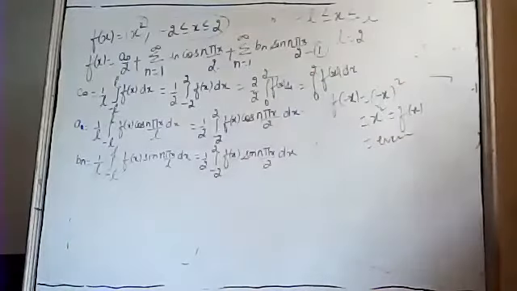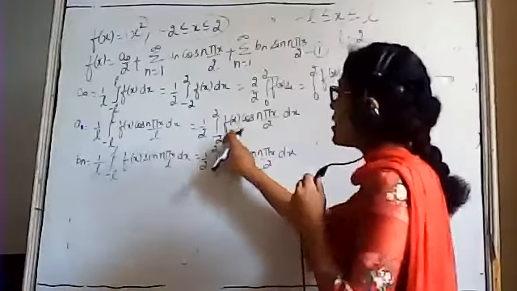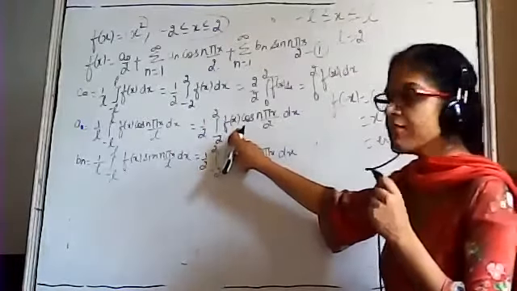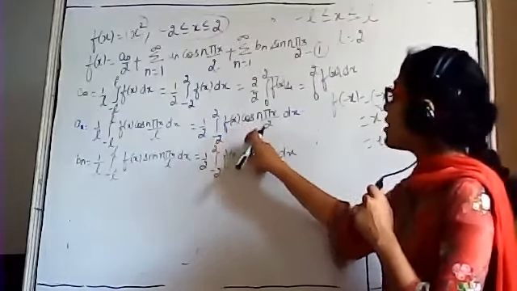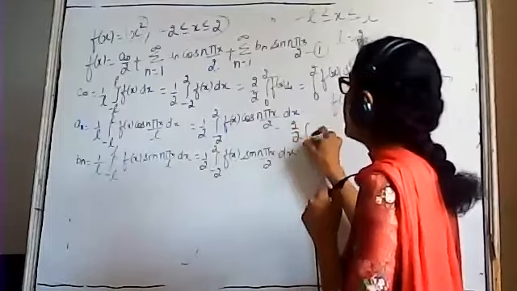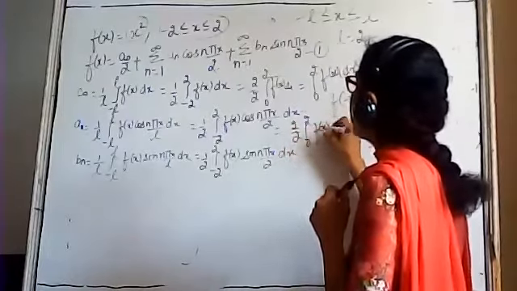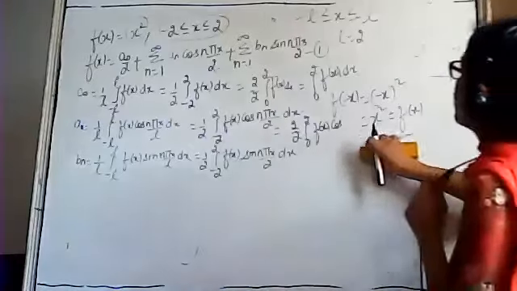After that, the value of a_n: here f(x) is even, cos is again an even function, and the product of two even functions is again an even function. Its value is again 2 by 2 integral from 0 to 2 f(x) cos of n pi x upon 2.